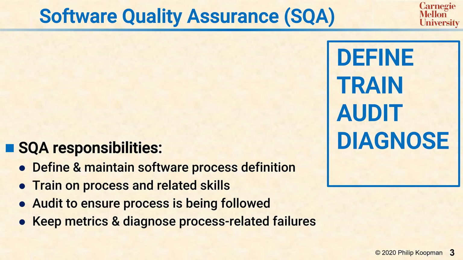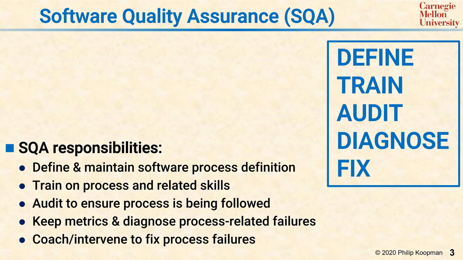That involves keeping metrics and diagnosing process-related failures. Finally, SQA is responsible for fixing any process failures, which can include coaching or otherwise intervening to find out what's going wrong with executing the defined process and get things back on track.